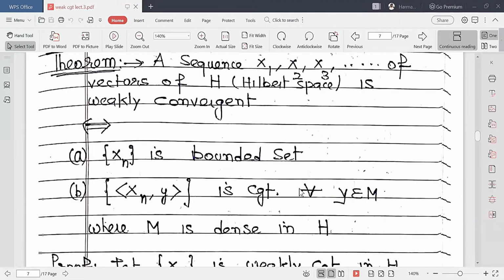After that result, next: a sequence Xn of vectors of Hilbert space H is weakly convergent if this sequence satisfies two properties, A and B, if and only if. Property A: this sequence is a bounded set. Property B: the inner product of xn comma y is convergent for every y belonging to M, where M is dense in H.